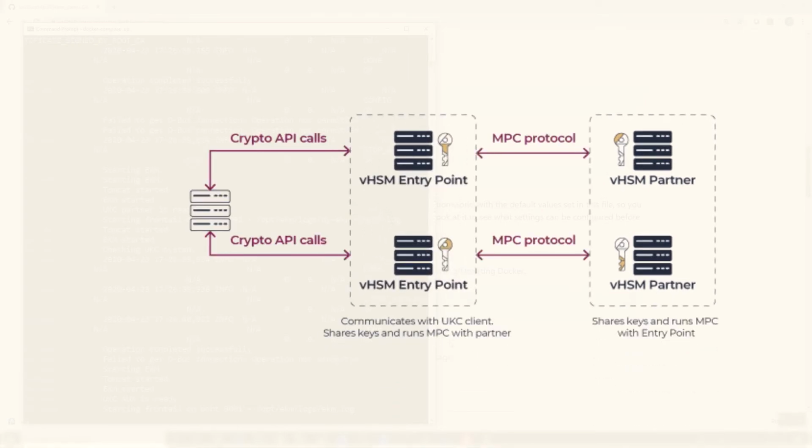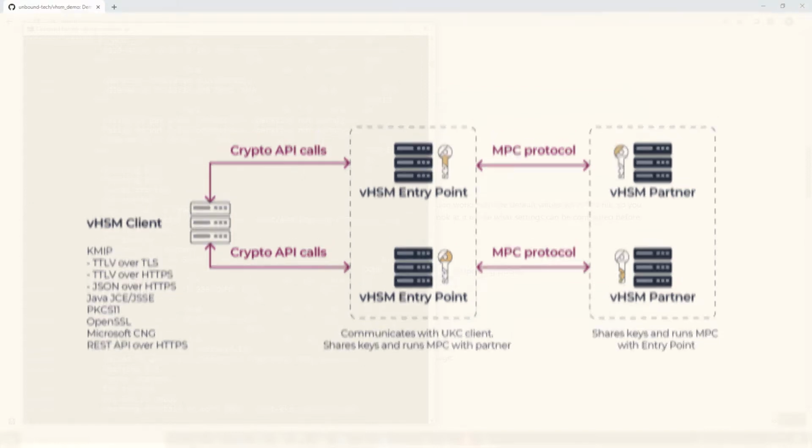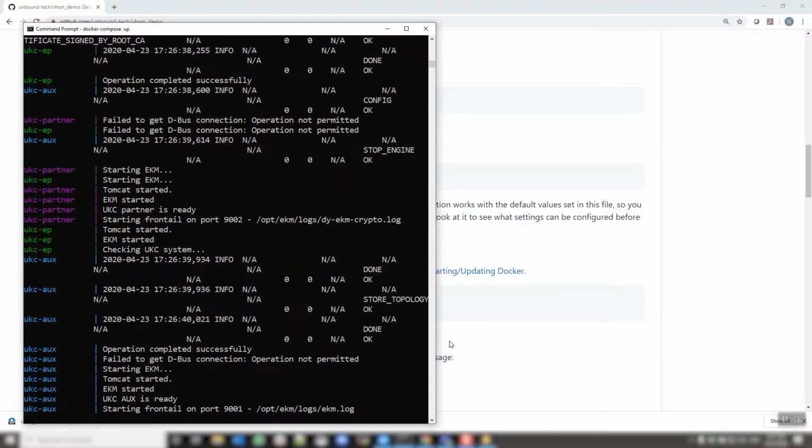This process includes a setup of 3 servers that constructs the virtual HSM system, the entry point, the partner, and the auxiliary, along with an additional machine that demonstrates a client of the system. Once this is set up, we will have a better view of the different components. This should take a few minutes, and then we can start using the system.